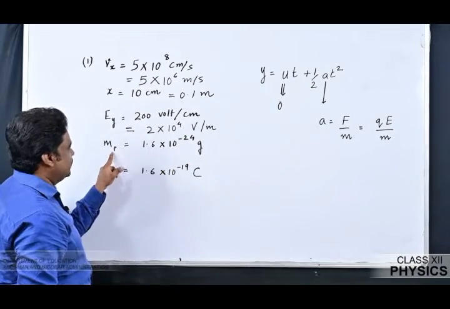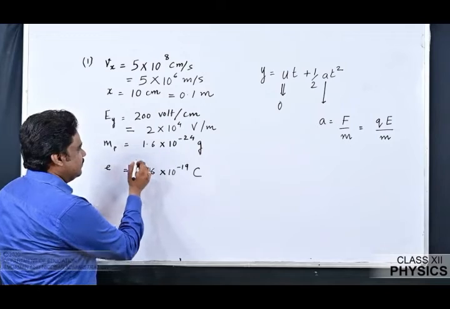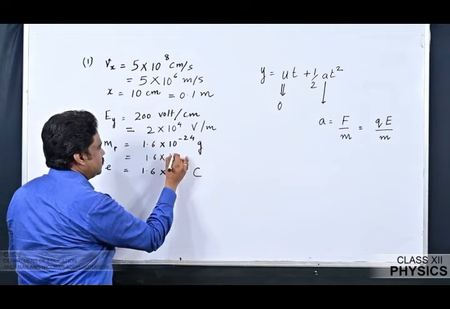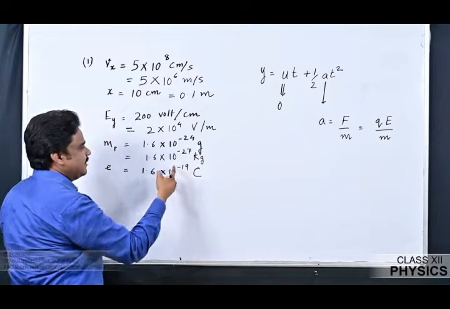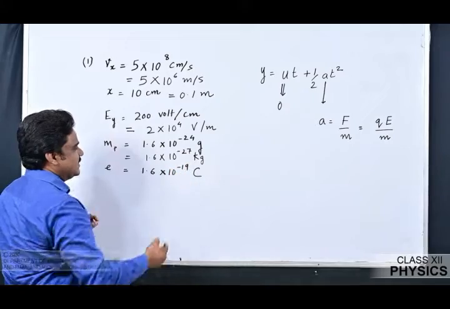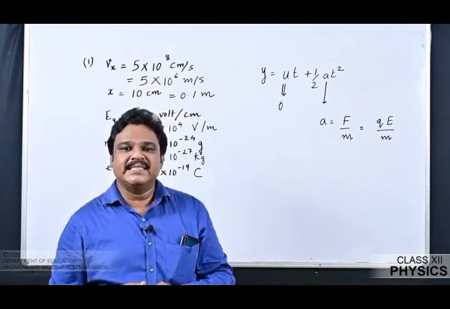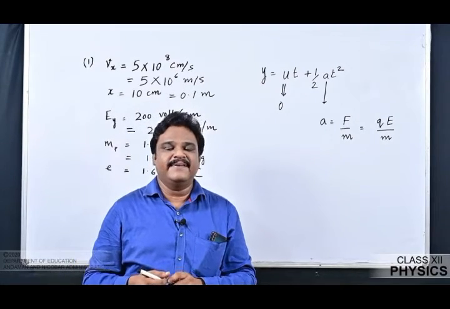In addition, what about the mass of proton? It is 1.6 into 10 power minus 24 gram. Convert it into kg, it will be 1.6 into 10 power minus 27 kg, since 10 power minus 3 when I multiply gives 10 power minus 27 kg. So these are the given values. The problem demands the transverse deflection. Ultimately they are asking what is the value of y.